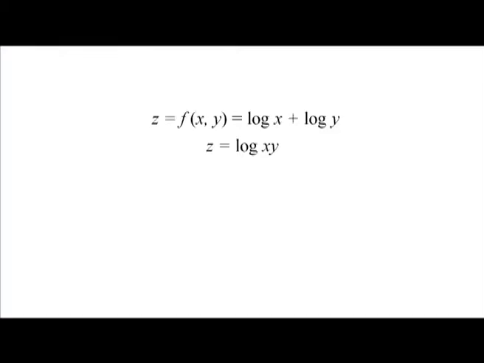As another example, we consider the function z = f(x, y) = log x + log y. The function can be written as z = log(xy). As the real valued logarithmic function of a real variable is defined only for positive real numbers, log(xy) is defined for those ordered pairs (x, y) for which xy > 0.